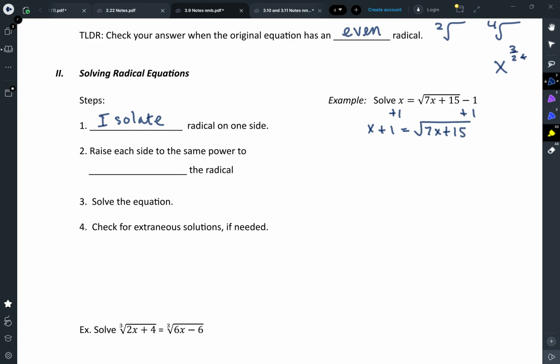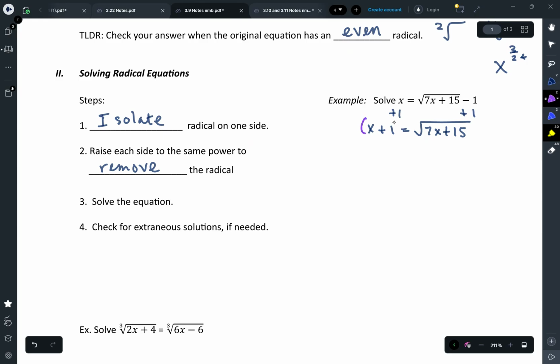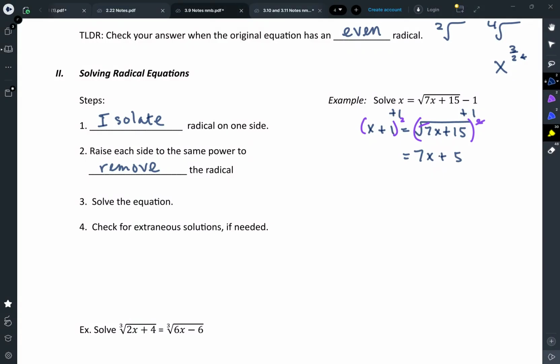The next step is to raise each side to the same power to remove the radical. So we have to think about what we want to use for an exponent. Since this is a square root, we're going to raise both sides to the second power. So square both sides. So the square and the root would cancel, and we would be left with 7x plus 15. And then on the other side, I have the quantity x plus 1 squared.